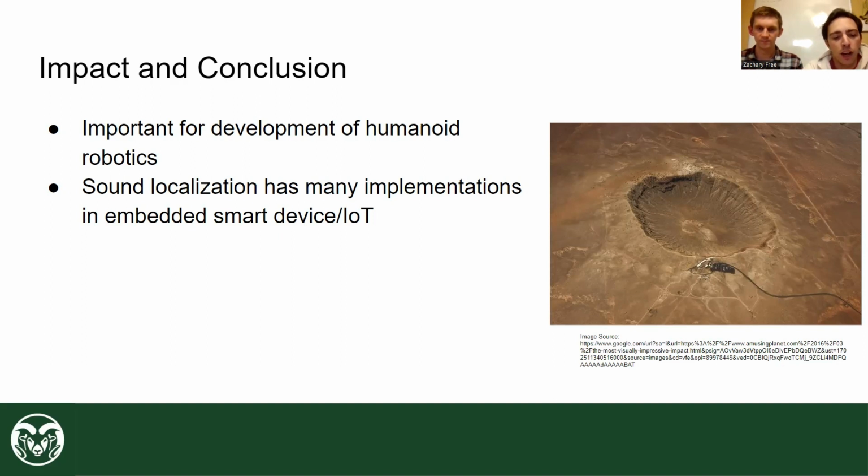But overall, we learned a lot. We had a lot of fun, and we're pretty proud of what we were able to accomplish given some of the setbacks that we encountered.